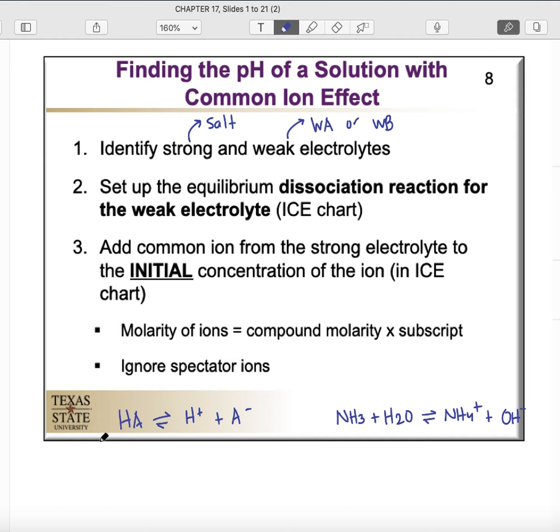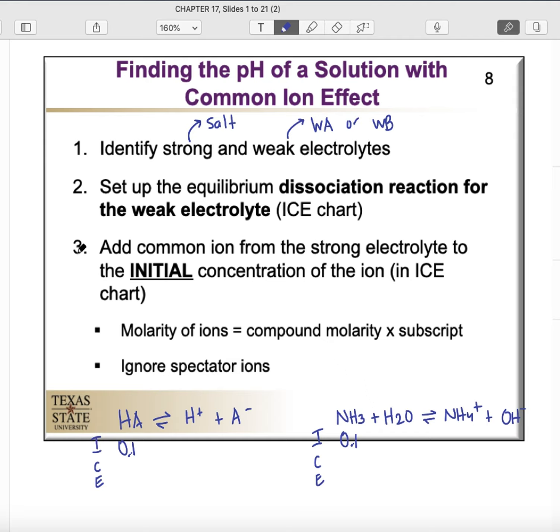Now, again, we're going to utilize this to set up an ice chart. In that ice chart, we would start by putting our initial concentration of the weak acid or the weak base. So for example, let's say that we had 0.1 molar of the weak acid, then we would put that number here. Similarly, let's say that we had 0.1 molar of the ammonia. These are two independent problems just to show you the setup for whenever you have a weak acid versus a weak base.